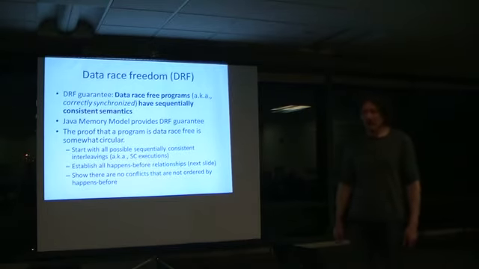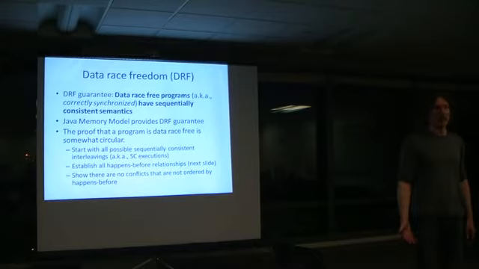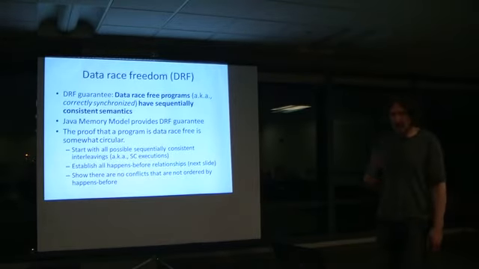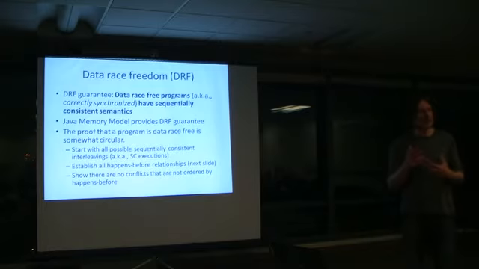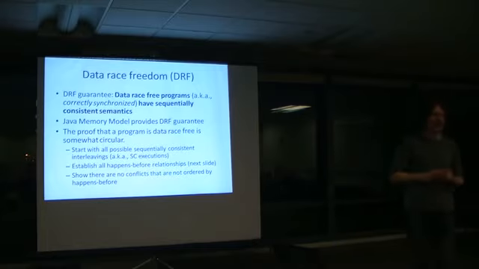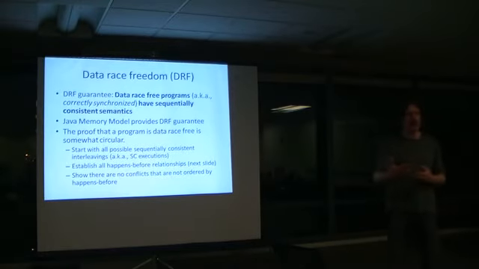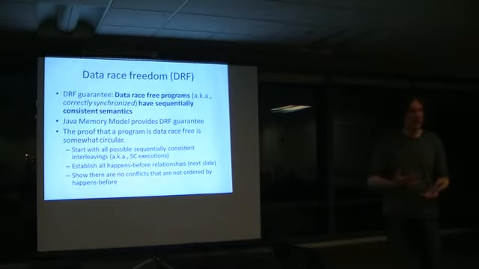And this is so hard that actually there are publications, peer-reviewed publications on lock-free algorithms that contain errors, and nobody saw them until many years later. So you start with all possible sequentially consistent executions. This is sort of a circular thing. In order to prove that something is sequentially consistent, you start with a sequentially consistent execution, and if you don't find a problem with it, then it's sequentially consistent. But if you find a problem, then it's not.